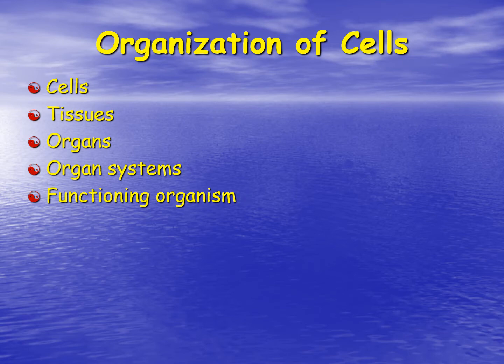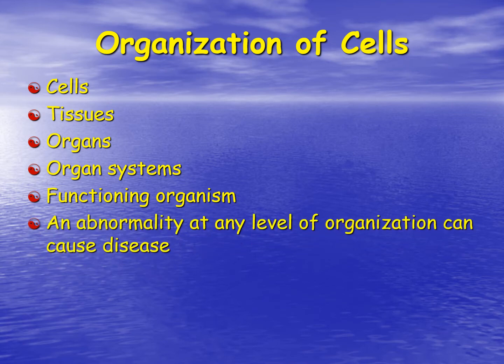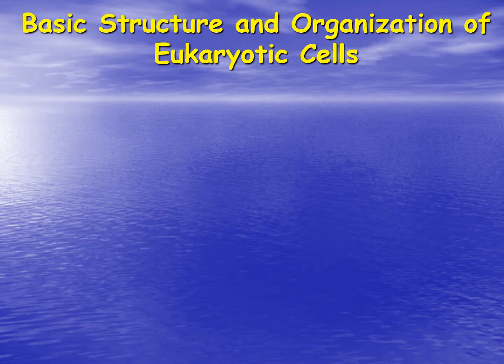Let me just say one thing. There is no organ system or no organ that is not affected by another organ or organ system. So if something's happening in the cardiovascular system, it's going to be affecting the nervous system, the urinary system, and most of all of the other systems as well. Any abnormality at any level can cause disease.